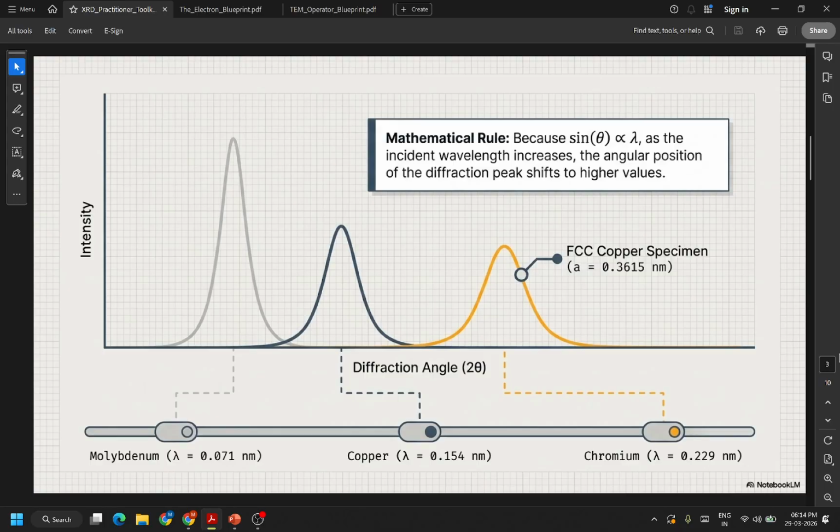So we studied that sine theta is proportional to lambda, so if your incident wavelength is higher, then the angular position of diffraction peaks will be higher also. Like molybdenum, which has very low wavelength, will have the same peak occurring at a shorter diffraction angle, whereas chromium which has higher wavelength will show the same peak at a higher angle.